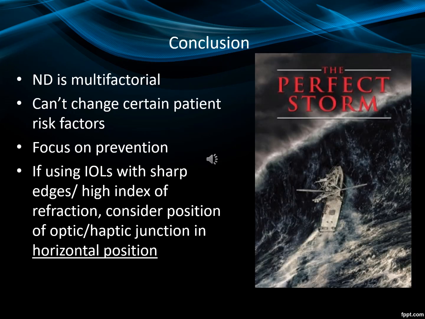In conclusion, negative dysphotopsia is quite difficult to manage because it's multifactorial. There are certain risk factors that we can't change because they are related to the patient's anatomy. Focusing on prevention is better than trying to treat the symptoms once they have developed. And therefore, if you're using sharp-edged IOLs, especially with a high index of refraction, consider positioning the lens so that the optic-haptic junction is in the horizontal position.